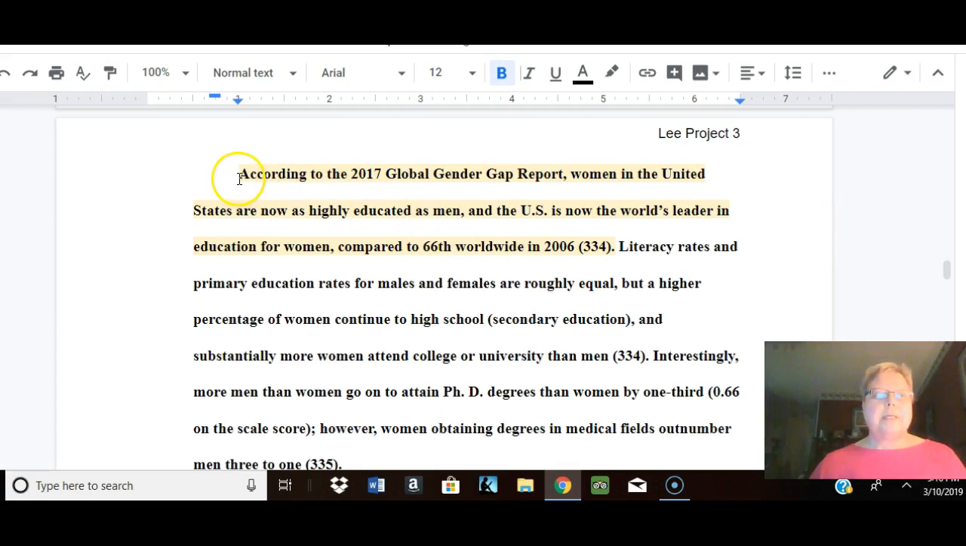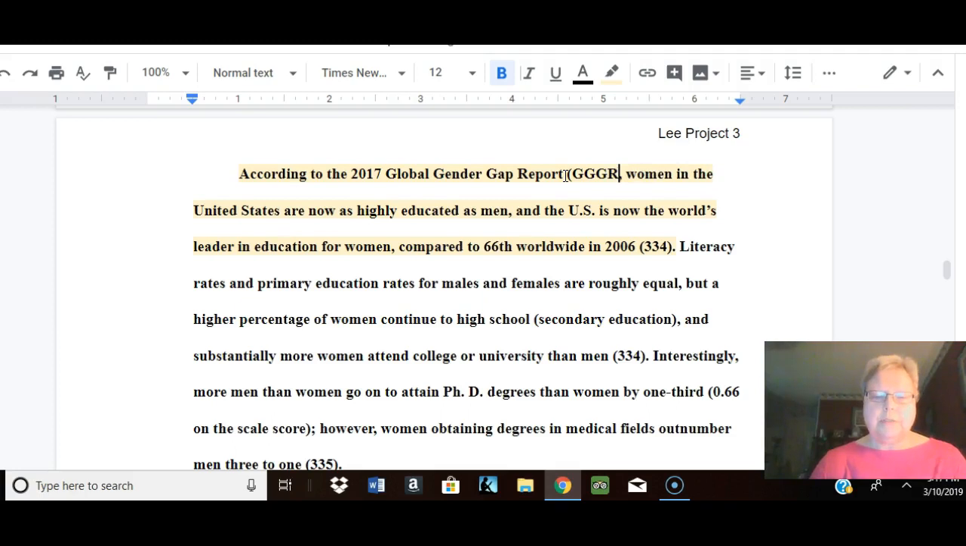I want you to have a topic sentence for each of the 4 categories. I want you to reference the report. I used 2017, you're using 2018, so according to the 2018 Global Gender Gap Report. And once you spell this out, you can refer to it thereafter. Do this right now and put it in parentheses. If you spell it out and then you put GGGR like that, then you can use GGGR and you do not have to spell it out every time.